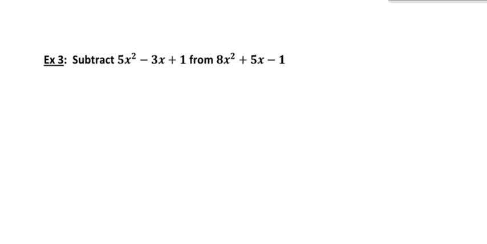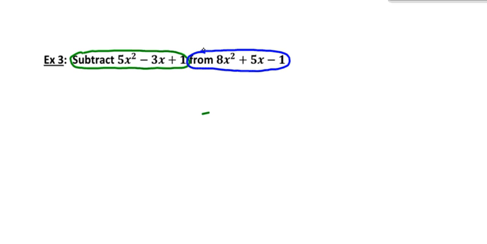All right, number 3 is very similar to number 2, except for the way that they ask the question. They want us to subtract the polynomial 5x squared minus 3x plus 1 from the polynomial 8x squared plus 5x minus 1. So in other words, that first one is being subtracted, and it's being subtracted from the second one.